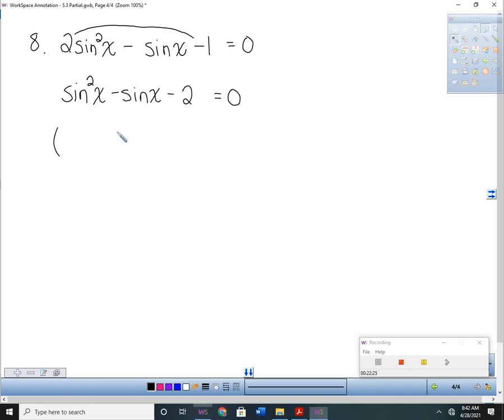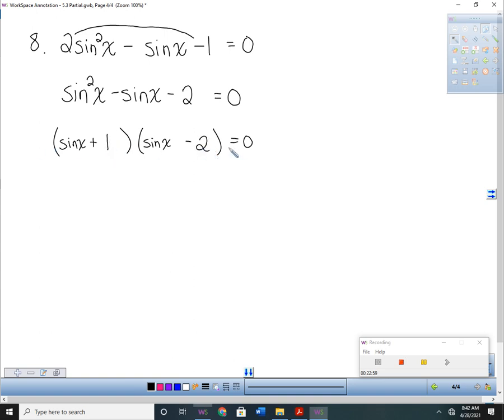And then I'm going to factor this like I would any quadratic equation. So I have a minus in the back, which means I have 1 plus and 1 minus. And I know to get sine squared x, I need sine x and sine x. And then what multiplies to make 2 and subtracts to make 1, that would be 2 times 1. And I want that middle term to be a negative. So I'm going to put the 2, which is bigger, with the minus sign, and the 1 with the plus.